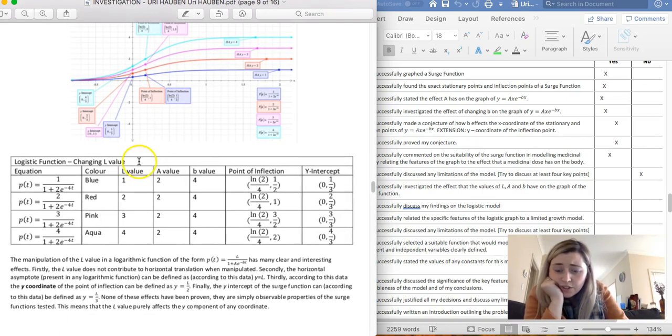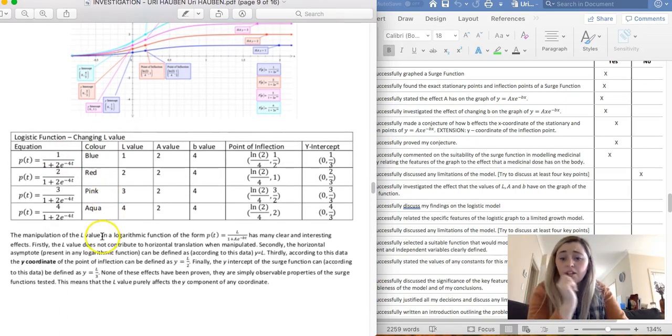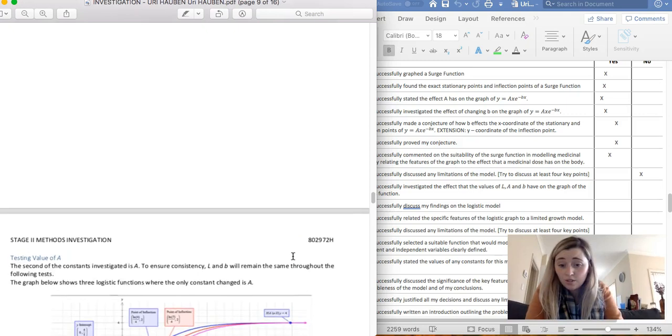So here you've got all your different equations. The manipulation of L, the analytic function, horizontal translation, yep. The horizontal asymptote, y is equal to L, yep, thirdly, equal to L on 3. Yep, that's cool. Proven they are simply observable properties of the search function. So this means that the L value purely affects the y coordinate. Yep, so I think that's good, what you've discussed there. That's really good, well done.